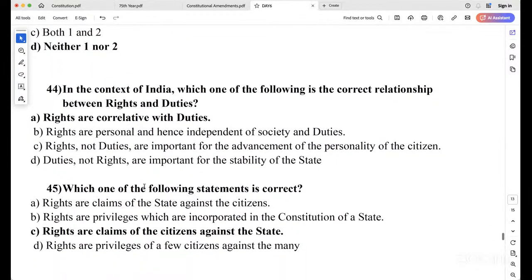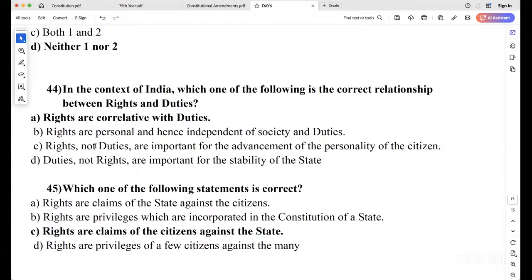Then, in the context of India, which one of the following is the correct relationship between rights and duties? Rights are correlative with duties. Rights are personal and hence independent of society and duties. Is that true? The second one. Independent of society, rights? Each and every time we talk about reasonable restrictions, we talk about sovereignty, unity of India, integrity, international relations or peace, morality, order, health; all these things are with respect to society.